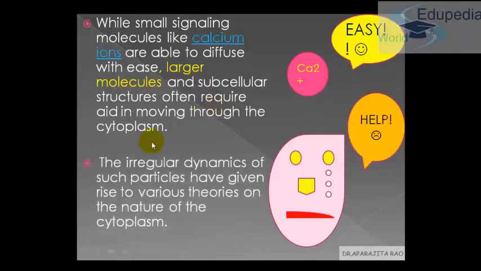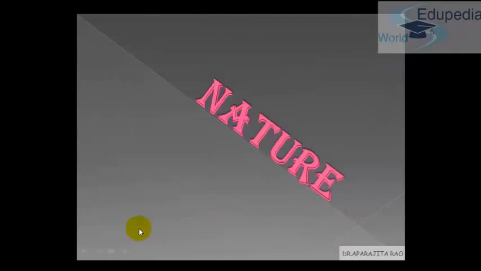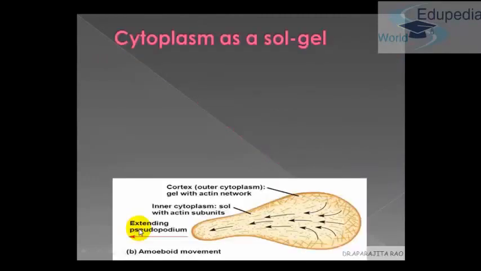Okay, so the irregular dynamics of such particles have given rise to various theories on the nature of cytoplasm. So what nature of cytoplasm am I talking about right here? First theory is cytoplasm as sol and gel. So this is currently the most accepted, not completely accepted, but the most accepted theory.